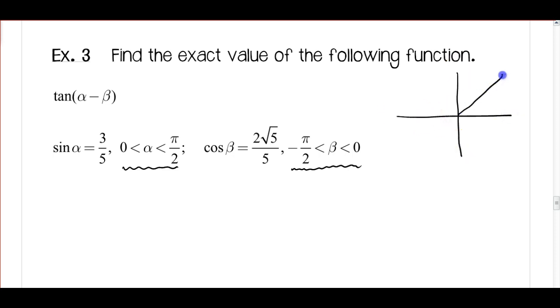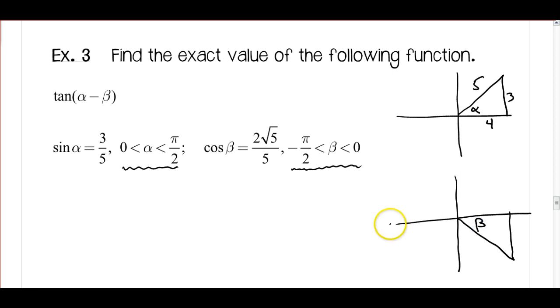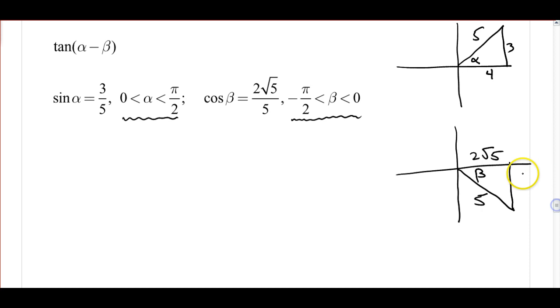My first triangle in quadrant 1, here's alpha. I know the sine is 3/5, so the cosine is going to be 4/5. And then my other triangle in the fourth quadrant, here's beta, and I know the cosine is 2√5, and this is 5. So we can use the Pythagorean theorem. I'm just going to save a little time, but if you calculate this, it comes out to -√5. If you have a question about that, again, make sure you ask me.